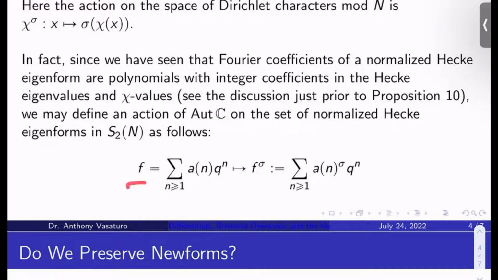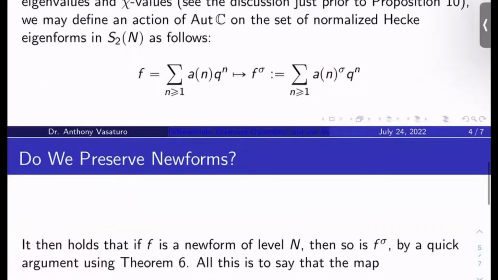Let's take f with its usual Fourier expansion with coefficients a_n, and let's send it to what we'll call f^sigma, or sigma acting on f. And that'll be the normalized Hecke eigenform whose Fourier coefficients are the a_n's acted on by sigma in the way that we just described. So you send f to f acted on by sigma, and what you do is you essentially just act on the coefficients by sigma. That's all you do. So this is an action on normalized Hecke eigenforms in S_2(n).